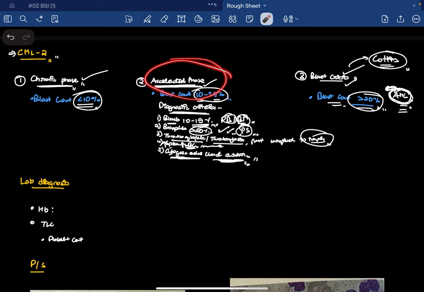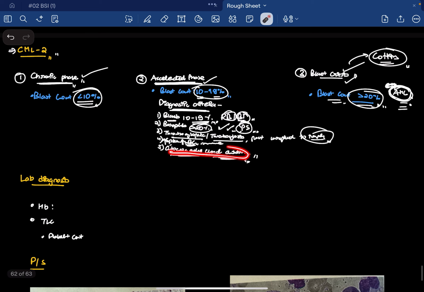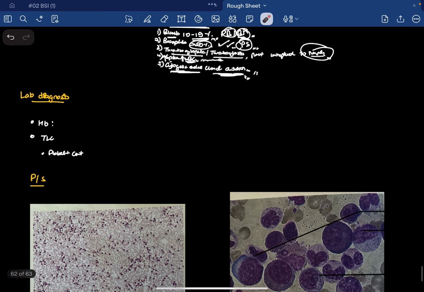In the accelerated phase, we need to make a diagnosis. So 10 to 19% blasts are going to be there, more than 20% basophils, spleen size enlarged, thrombocytosis or thrombocytopenia. Cytogenetic evidence is supposed to be there. There's supposed to be an increase in the WBCs, and so on and so forth. All of these diagnostic criteria have to be fulfilled in order to diagnose someone with the accelerated phase.